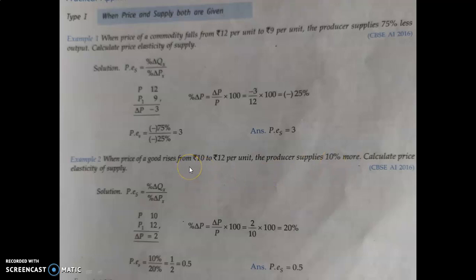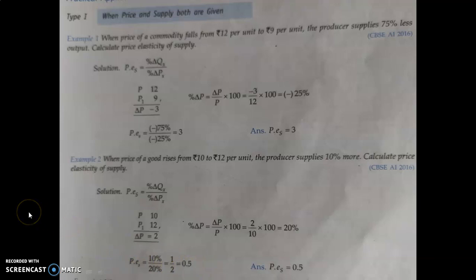Percentage change in price is equal to delta P by P into 100. Here delta P is new price minus old or initial price. New price 12 minus 10 is 2, so delta P is equal to 2. Then P, the initial price, is 10. So 2 by 10 into 100 is equal to 20%. The percentage change in quantity supplied is already given in the question, that is 10%. So 10% divided by 20% is 1 by 2, that is equal to 0.5. Price elasticity of supply is equal to 0.5.